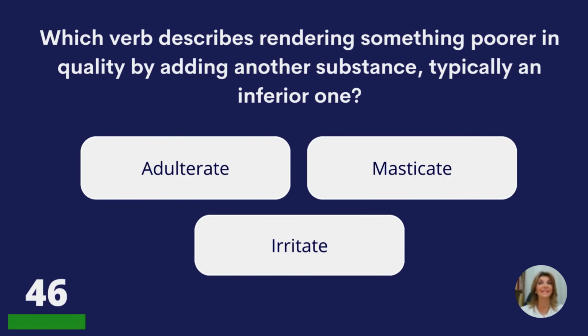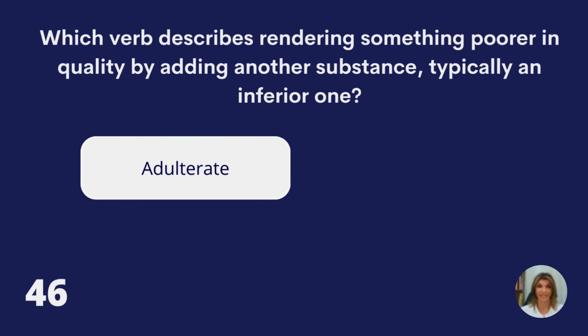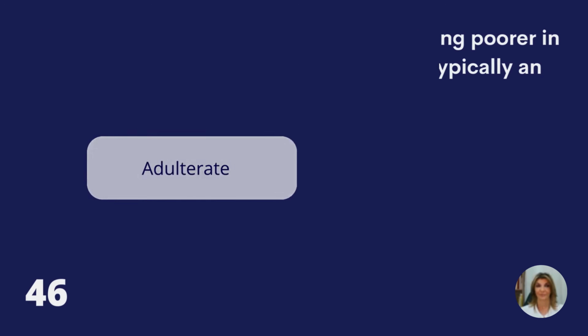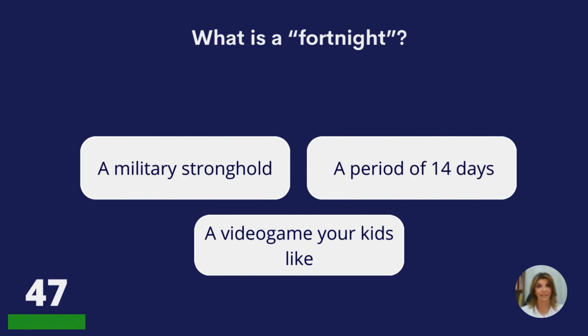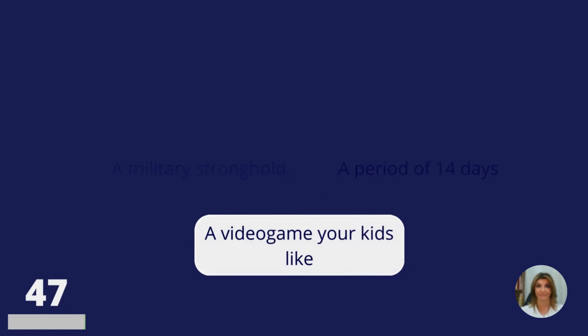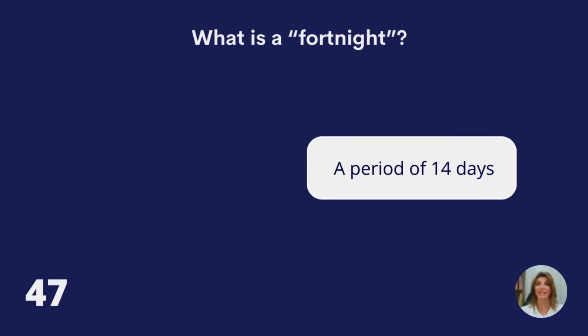Which word describes rendering something poorer in quality by adding another substance, typically an inferior one? Adulterate, masticate, or irritate? Adulterate. What is a fortnight? A military stronghold, a period of 14 days, or a video game your kids like? A period of 14 days.